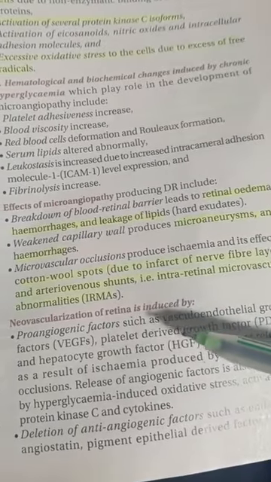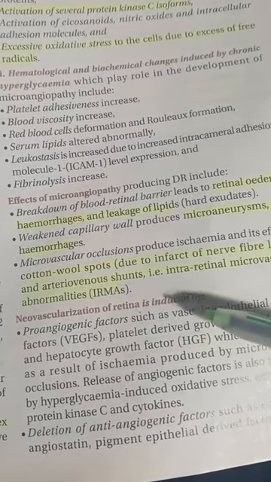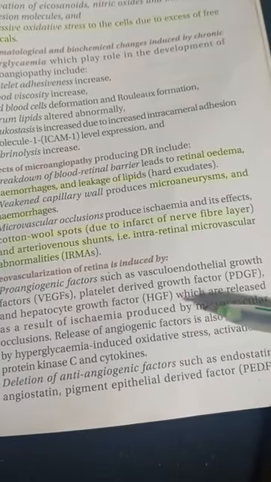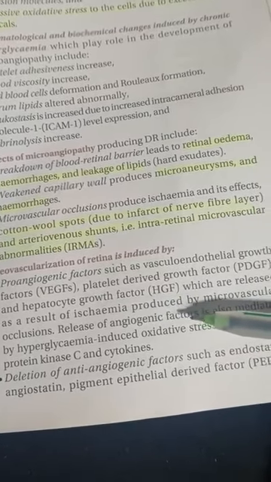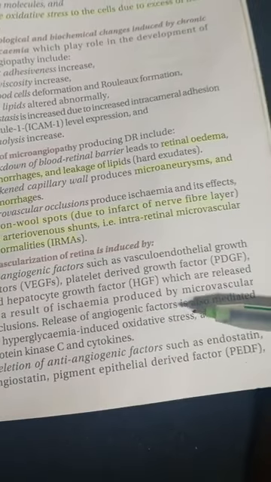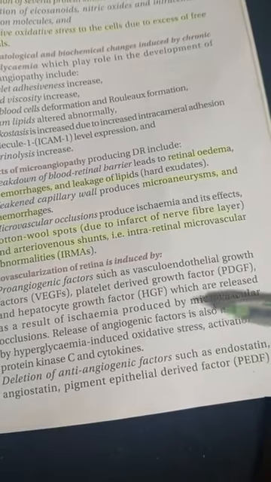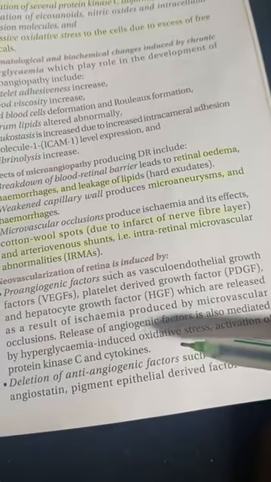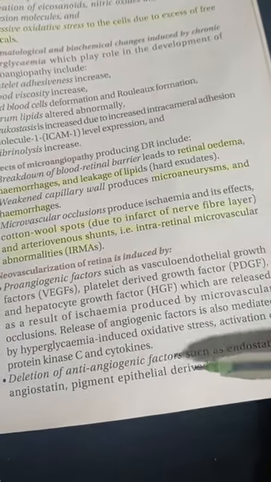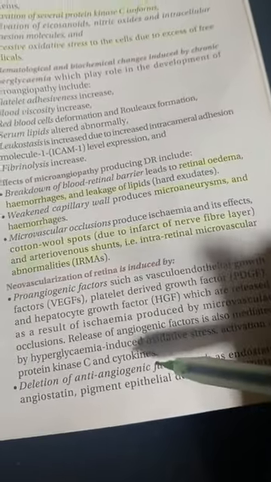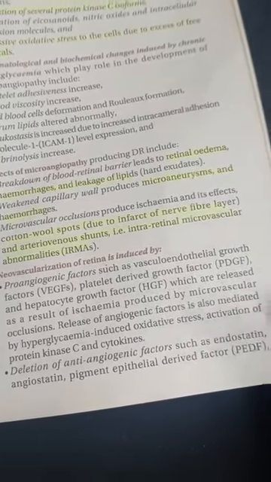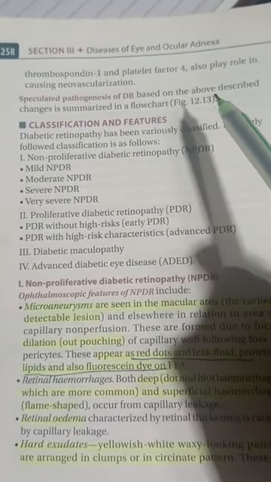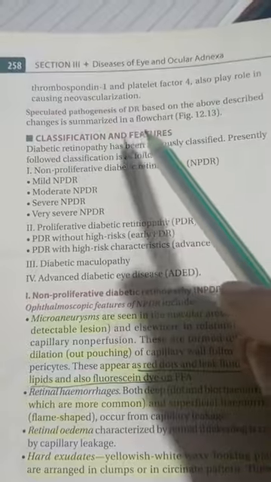microvascular abnormalities. Neovascularization of the retina is induced by pro-angiogenic factors such as vascular endothelial growth factor, platelet-derived growth factor, and hepatocyte growth factor, which are released as a result of ischemia produced by microvascular occlusions. Release of angiogenic factors is also mediated by hyperglycemia-induced oxidative stress, activation of protein kinase C and cytokines, and depletion of anti-angiogenic factors such as endostatin, angiostatin, and pigment epithelium-derived factor. Then thrombospondin 1 and platelet factor 4 also play a role in causing neovascularization.